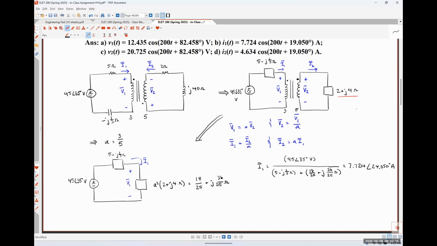Okay. So now that we know what this I1 is, what would V1 be? Yeah, exactly right. So that I1 that we just solved for times that 18 over 25 plus J 36 over 25.